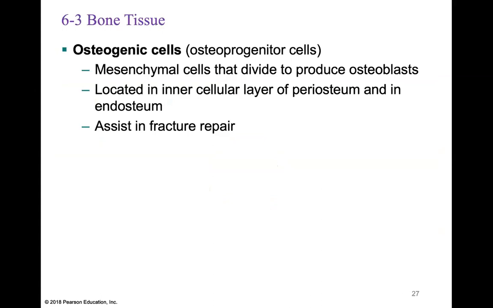Osteogenic cells, again, are going to be those stem cells. These are mesenchymal cells, which means they're those stem cells. They will divide to produce osteoblasts. They are located in the inner cellular layer of the periosteum and the endosteum. That's where you would find these cells, and they also help to assist in any repair of breaks to the bone tissue.